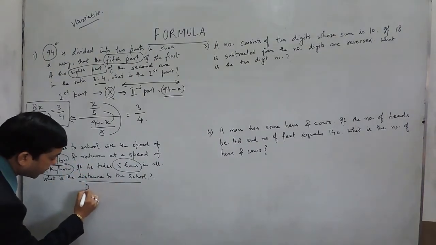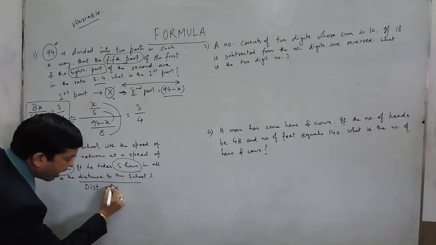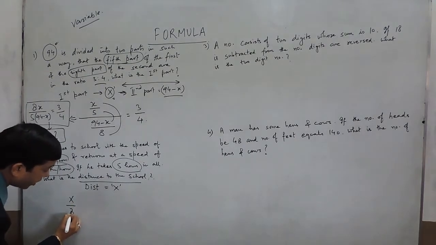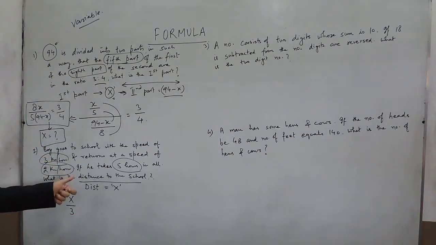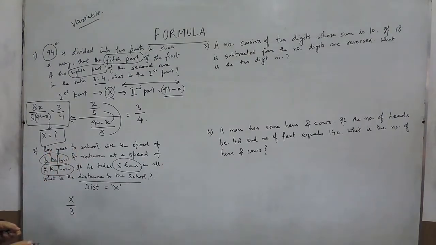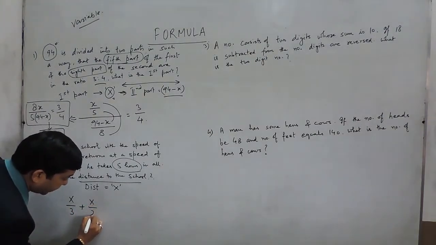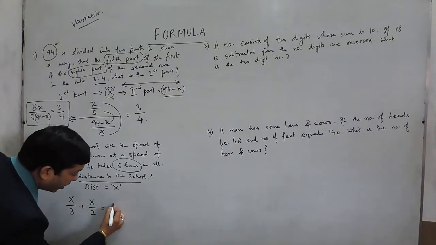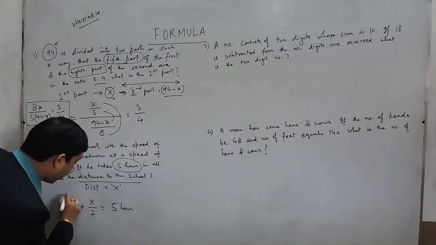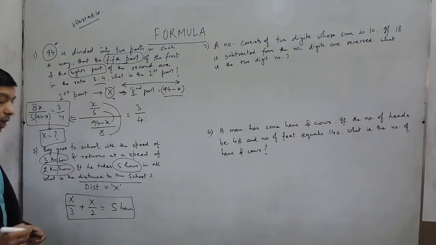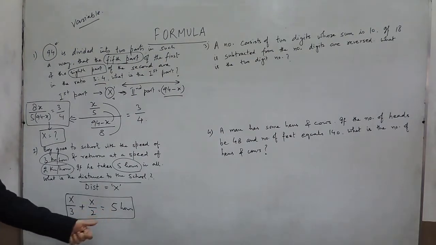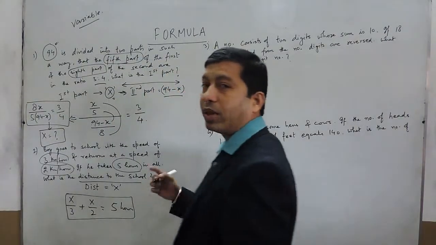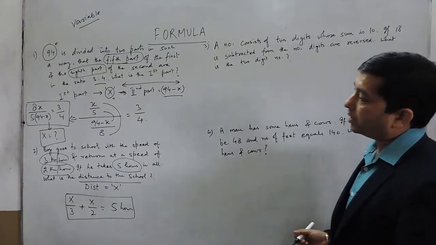Again, suppose we assume the distance to the school as x. Definitely, the time which he will take going to the school will be x upon 3, because x is the distance and the speed is 3 km per hour. When he comes back, then x upon 2 is the time which he will take to come back from the school, and in all he takes 5 hours. So this is the equation which we are looking for. Once we are able to formulate the equation, then we can solve it. And these solutions we will also discuss in our chapter on linear equations.